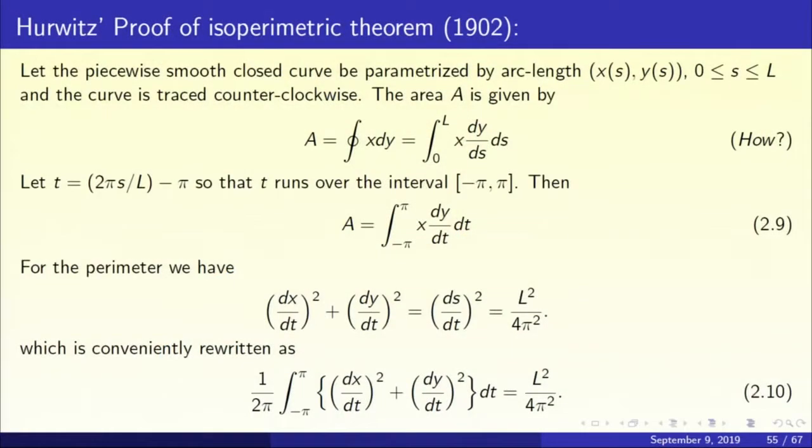So for the perimeter we have (dx/dt) squared plus (dy/dt) squared, which is (ds/dt) squared, right? And what is ds/dt? ds/dt is basically L/2π, so its square is L squared by 4π squared, because when you parameterize a curve with the arc length, the speed of the curve is 1. That's how we get that formula, which is more conveniently written as 1/2π times the integral from minus π to π of (dx/dt) squared plus (dy/dt) squared dt, and that is the same as L squared by 4π squared.